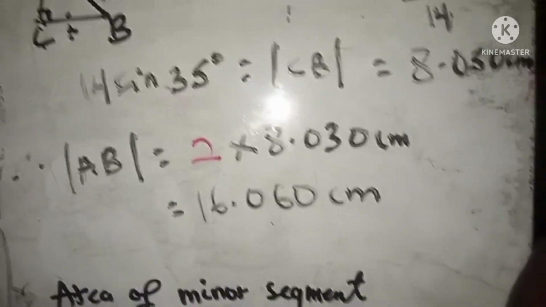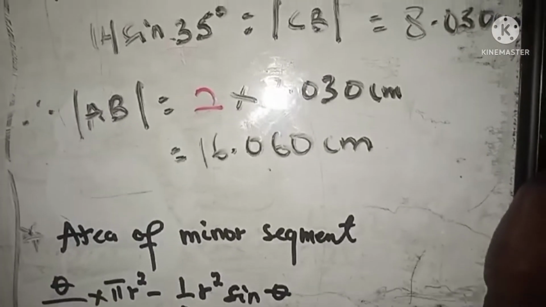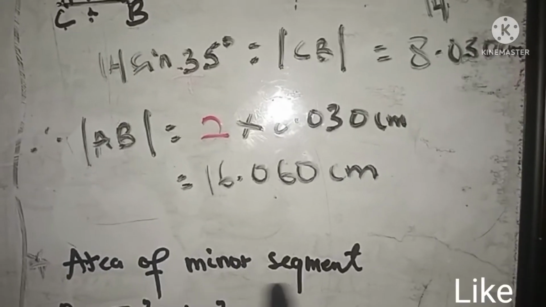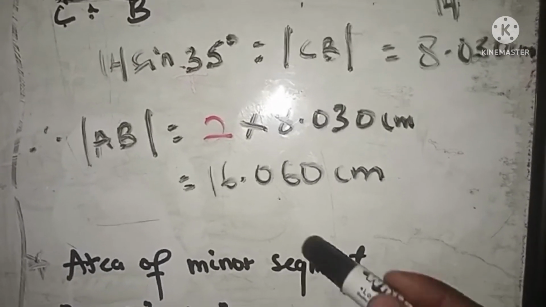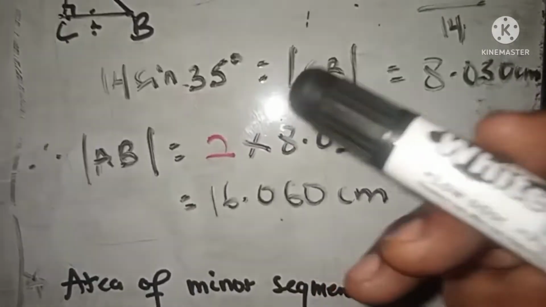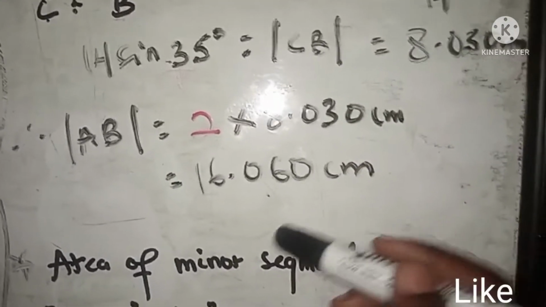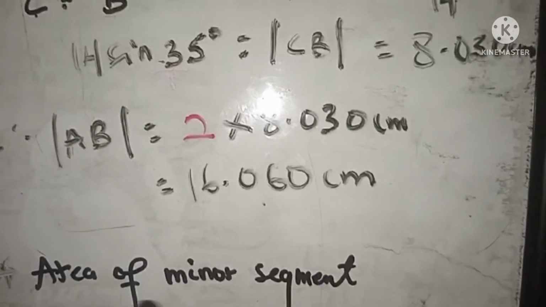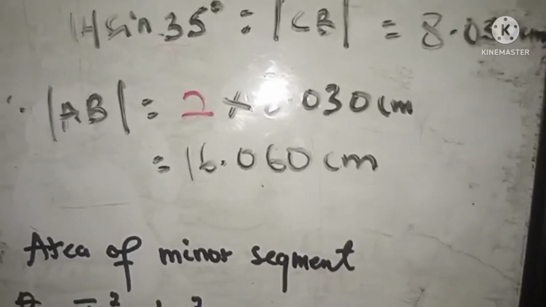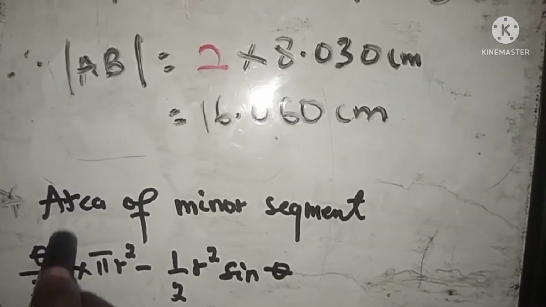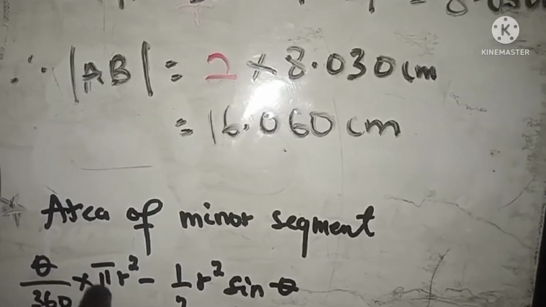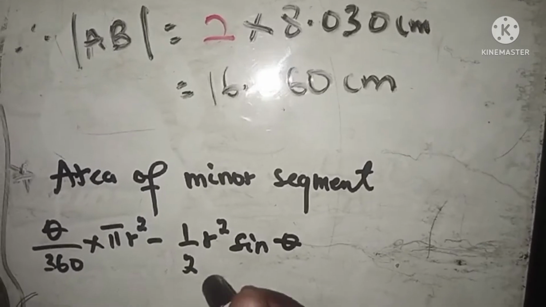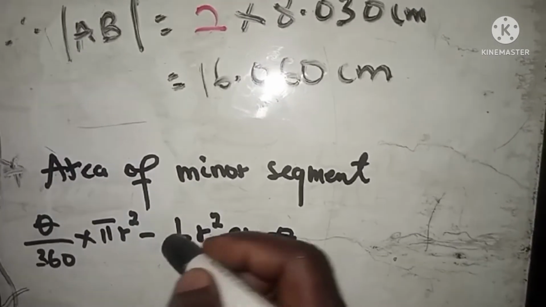Now let's look at the second part, which says that you should find the area of a minor segment. If you don't know what a minor segment is, how can you solve this problem? That's why I make a disclaimer that this is a formula-based topic. You should know the formula that relates to the minor segment: theta over 360 multiplied by pi r squared, minus 1 over 2 r squared sine theta. This is very easy once you practice 2 or 3 problems.